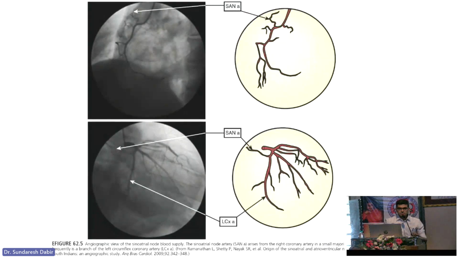And the same thing goes for the SA nodal artery. The SA nodal artery comes from the proximal RCA. So generally, in whatever MI, you don't get SA nodal blocks or SA nodal disease. You get only AV blocks because you don't get such a high cutoff of the SA node.